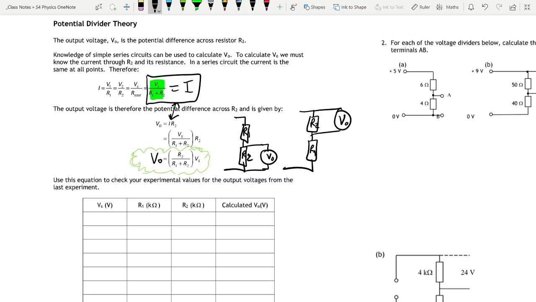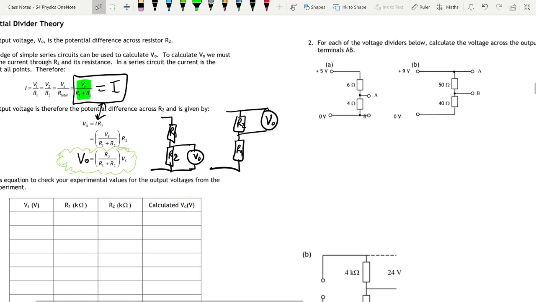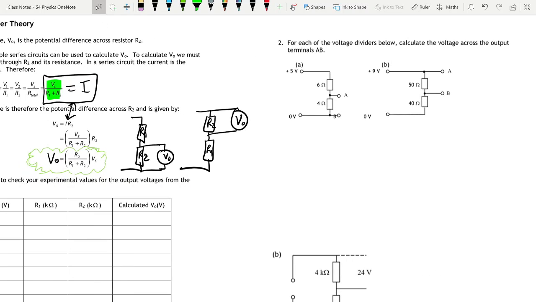Okay. So before I move on from that and we do this next table, I want to do an example using that equation. I've just taken one of the questions from the question booklet, and it says: for each of the voltage dividers below, calculate the voltage across the output terminals A, B. So that one first of all, and then that one. We're going to be using that equation, V out equals R2 over R1 plus R2 times by the supply voltage. I'm aware that a lot of you could just do this in your head, but we're going to go through the steps.